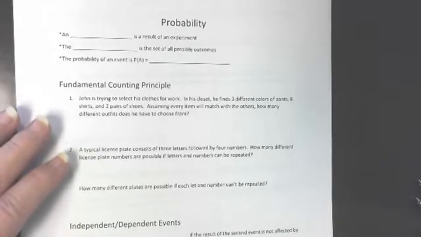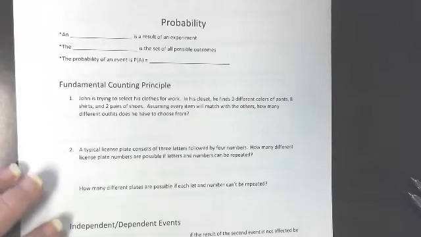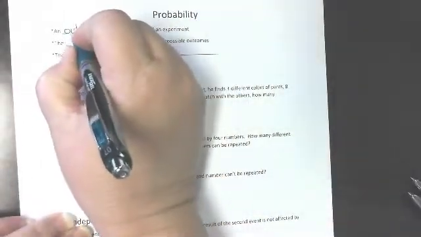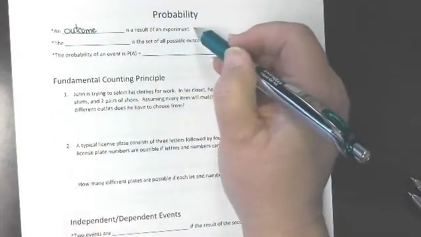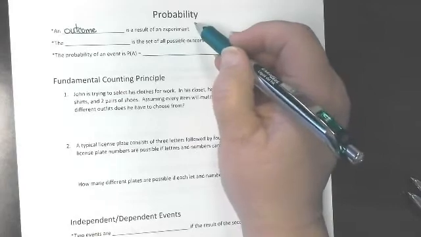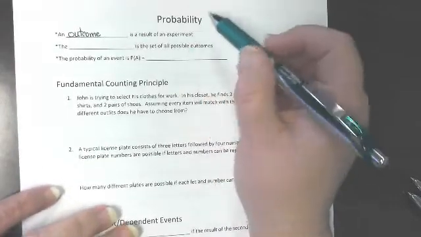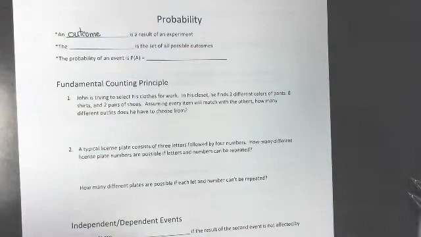In this lesson, we're going to talk about probability. So first, a couple of vocabulary words. The first one is an outcome is the result of an experiment. So an experiment could be anything we do, whether it's rolling a dice or flipping a coin. Those would be experiments. The outcome would be the answer we get.